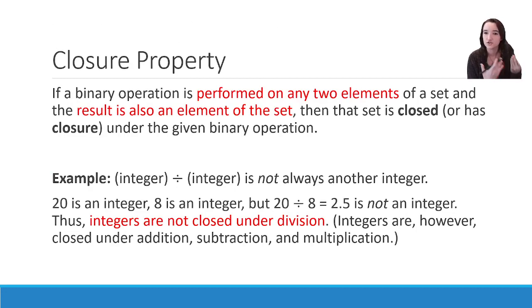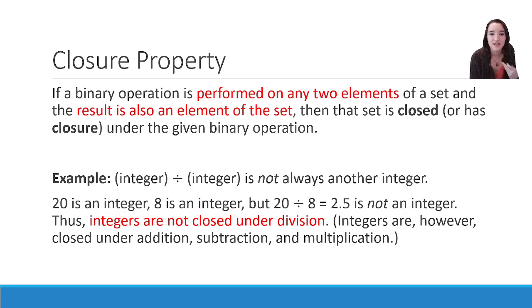So we have a bunch of properties that we, like I hinted at before, are sort of used to working, but let's look at them a little bit more in depth. So our first property is called the closure property. So if a binary operation is performed on any two elements of a set, and the result is also an element of the set, then that set is called closed or has closure under that given binary operation.